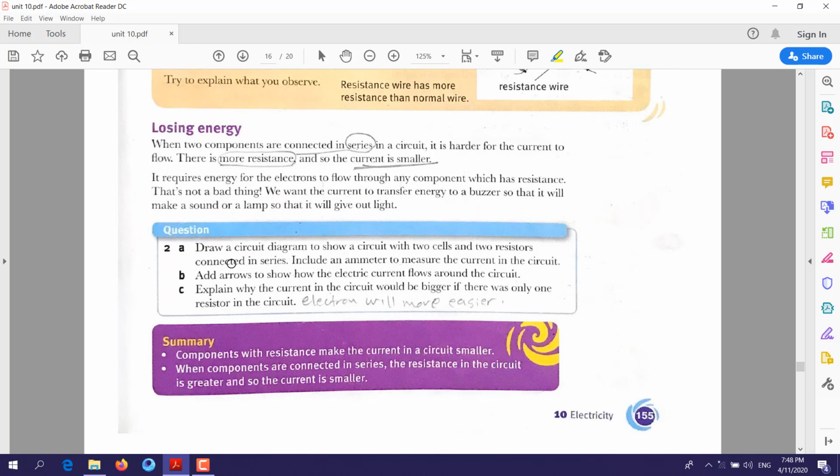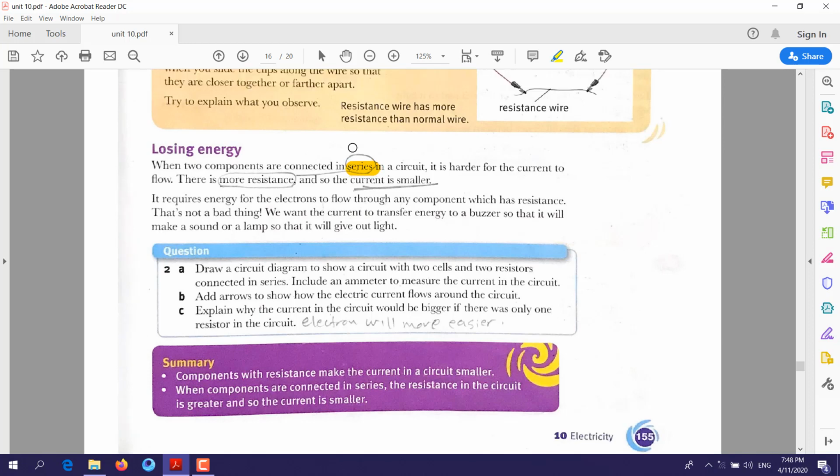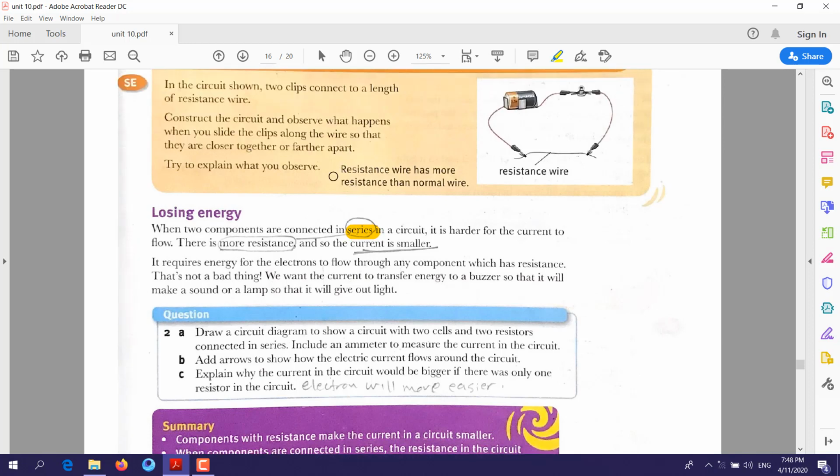Losing energy. How will energy be lost in the electric circuit? When two components are connected in series, okay, what do you mean by series? Which is end to end. It is harder for the current to flow. There is more resistance, and so the current is smaller.